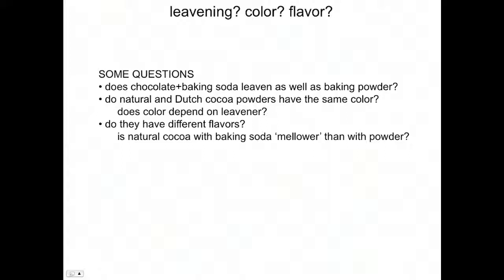One question. And there again, the idea is that the chocolate or the cocoa powder is providing the acid, whereas if you use baking powder, you are relying on the reaction between the tartaric acid and sodium bicarbonate in the baking powder to leaven. Another question might be, do natural and Dutch cocoa powders have the same color? Obviously they don't, but what is the effect in the brownie, or I'm sorry, in the cupcake that you're making? Does that color development depend on the leavener?